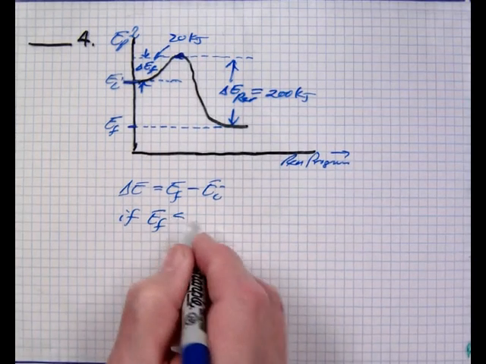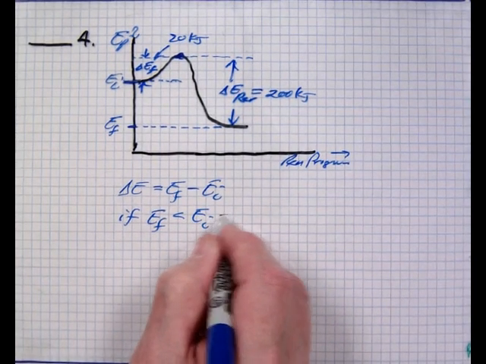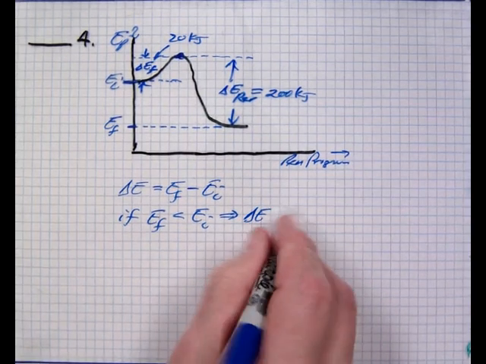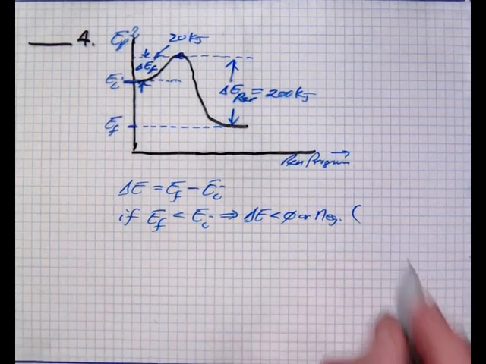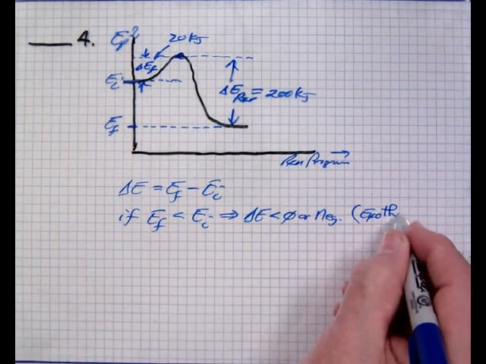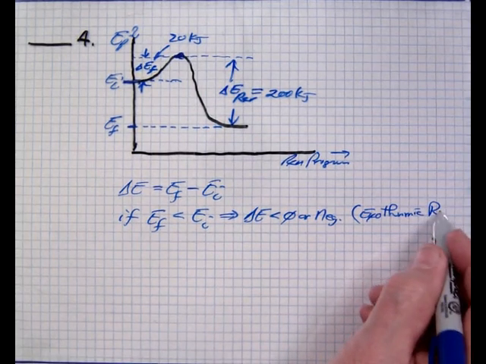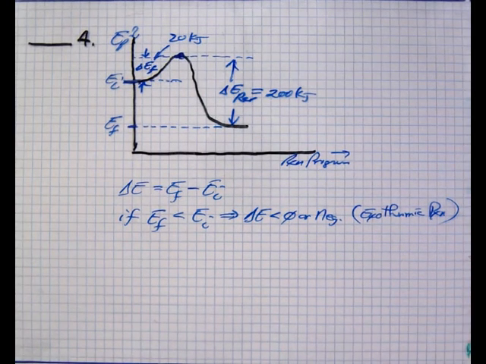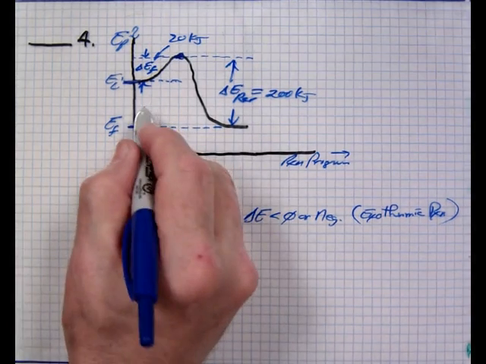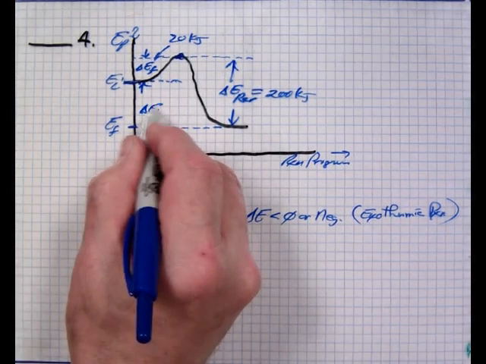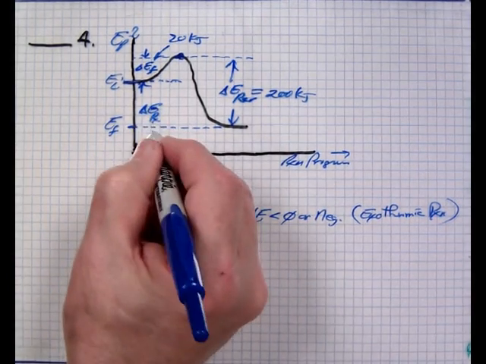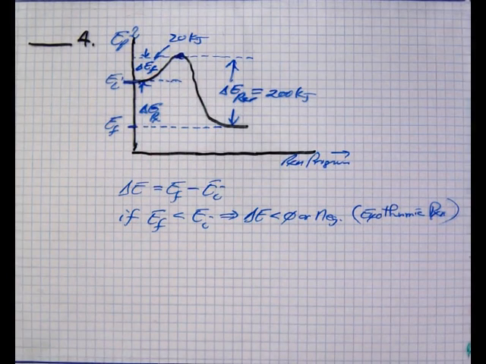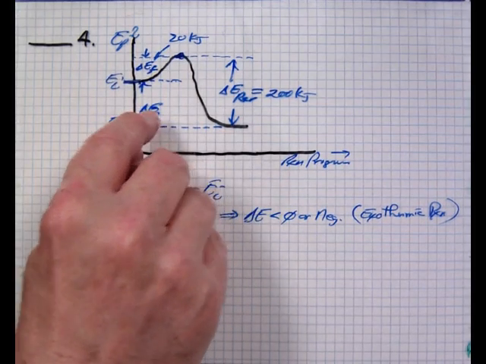If E final is less than E initial, then delta E is less than 0 or negative. And that indicates an exothermic reaction. So the heat of reaction is delta E, I'm going to call it delta E of reaction. Delta H and delta E are the same thing for right now.